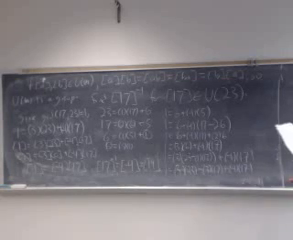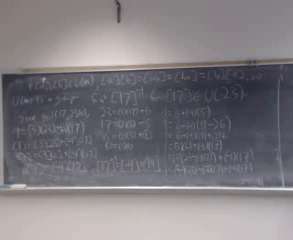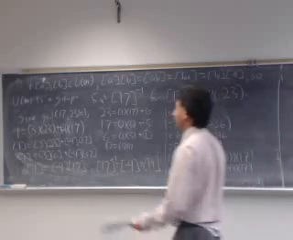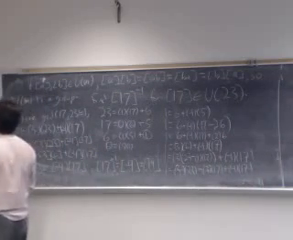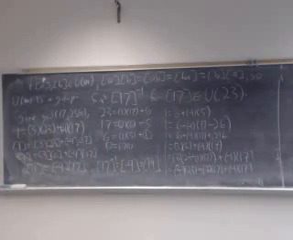Okay, so there are two questions we're interested in. What is the order of U_n? How many elements are in the group? And then also, is it always cyclic? So let's start looking at that.